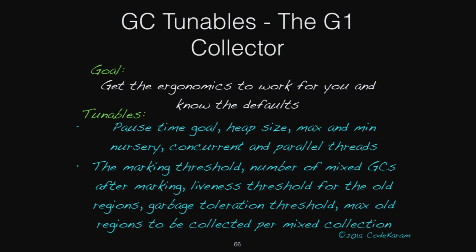Okay, garbage toleration threshold. So again, since my liveness threshold is really high, I'm okay with those regions not being collected. So I'm okay with whatever garbage is there, so that I'm okay with certain fragmentation, right? That's what that is. Max old regions to be collected per mixed cycle. So I want only X number of old regions to be collected at a maximum per cycle, because I don't want you to collect more regions per cycle, because I'm going to distribute my incremental collection. You can do that with G1.